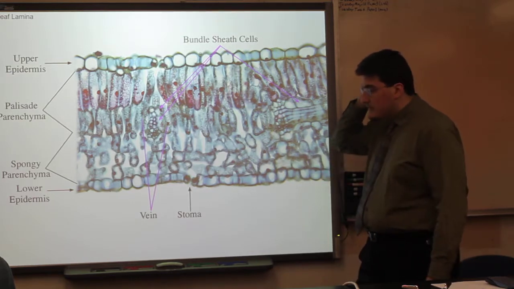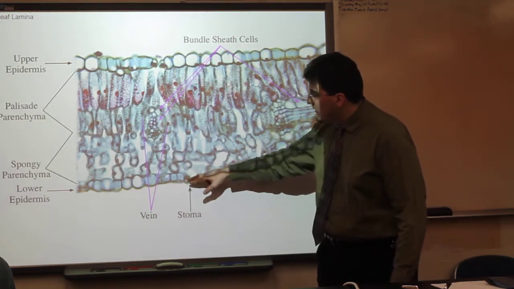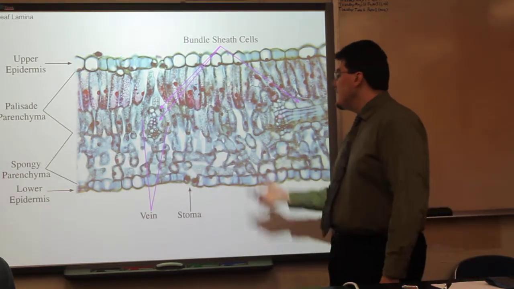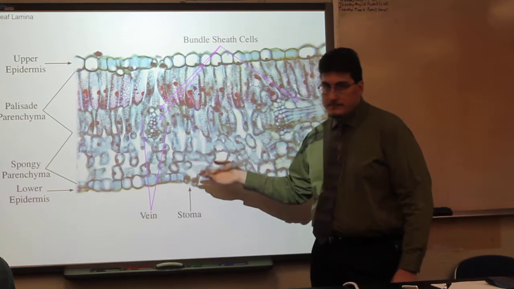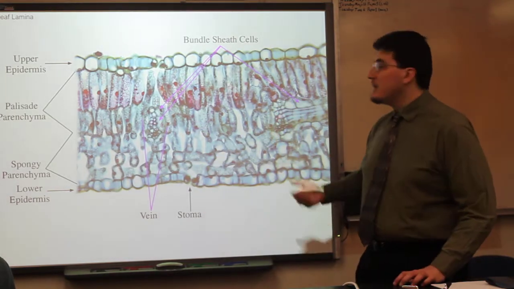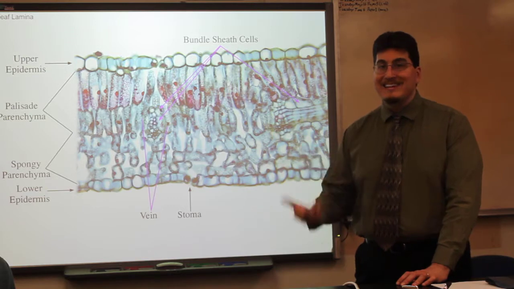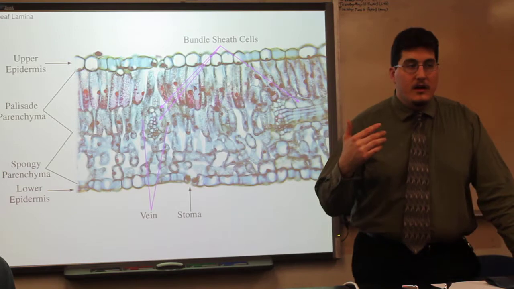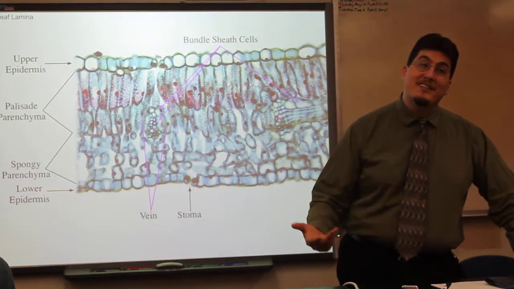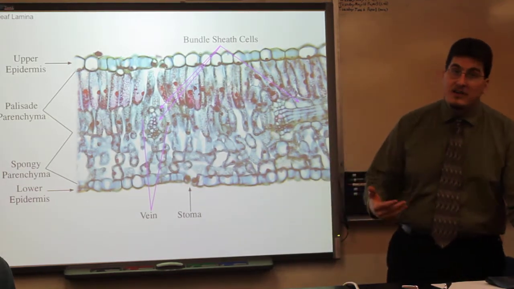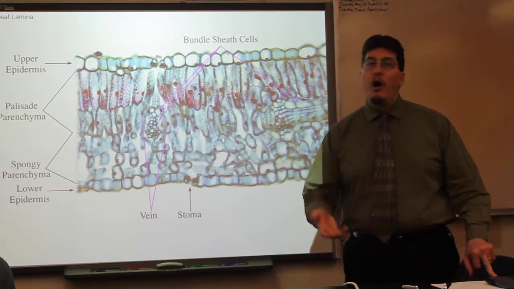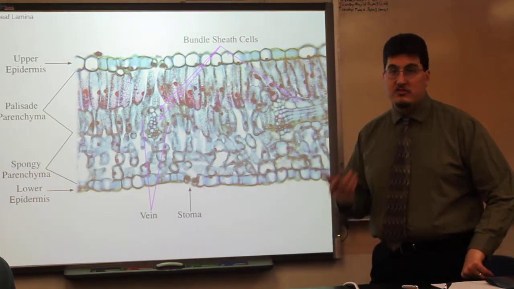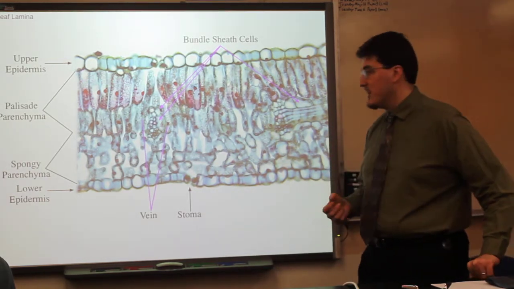This lower epidermis will periodically be punctuated by a stoma. A stoma, or stomata plural, is the opening in the leaf epidermis that allows for gas exchange in the plant leaf. Now, gas exchange in the plant leaf is for the diffusion of carbon dioxide and oxygen. It is not for the diffusion of water vapor, as we'll discuss later. It is for carbon dioxide and oxygen exchange, specifically for carbon dioxide exchange.